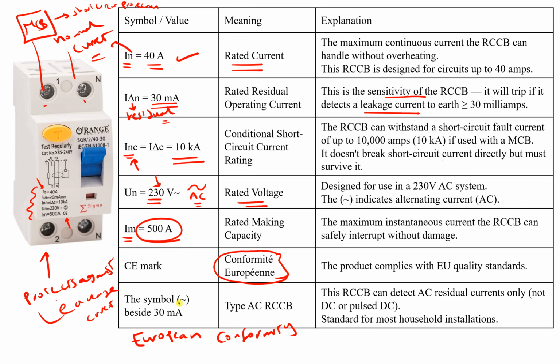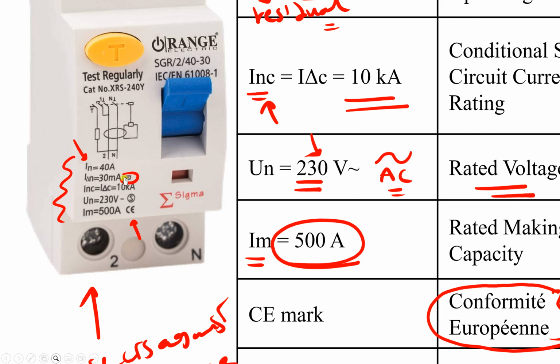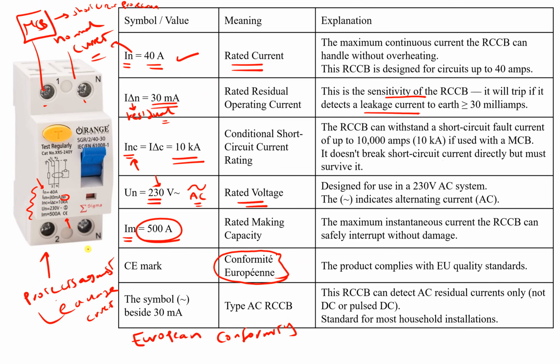Now the symbol here, this one beside the 30 milliamperes, exactly here. In this one you will see a small box. Okay, let me just zoom in like this. As you can see, there is a symbol of a sine wave inside a box like this. So what does this even mean? It means this is a type AC RCCB. This one is used only for AC residual currents, only AC systems. It cannot be used for DC or pulsed DC. And this is what we usually use in household installations.